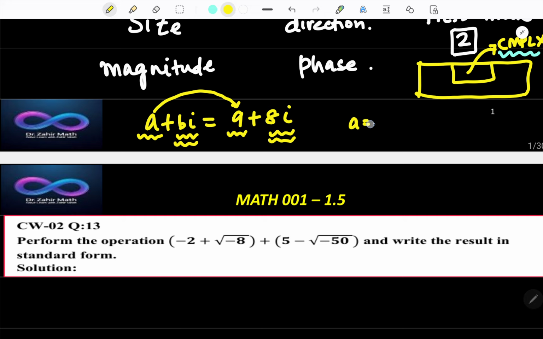Let's go to the next question. Perform the operation. You're going to add these two complex numbers, which involve negative square roots. Write the result in standard form. What is standard form? A plus Bi is the standard form.